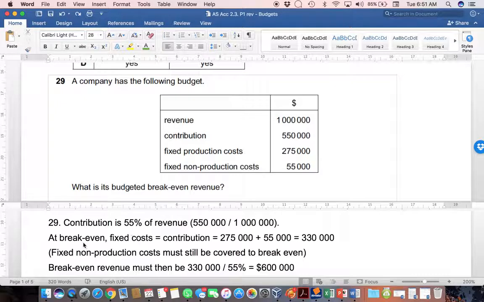So if we know this, we should realize that at the break-even point, obviously, your fixed costs should be just covered by your contribution, because remember, the contribution margin means what is available after you factored in your variable costs, what is available to cover those fixed costs and make a profit. But at break-even, there's no profit. So your fixed costs must equal your contribution margin.